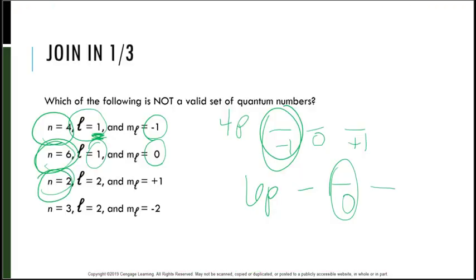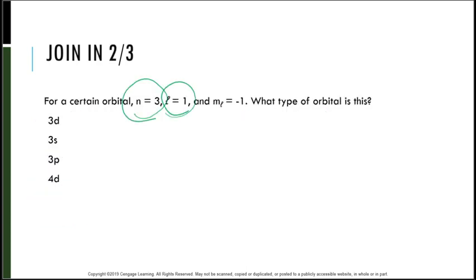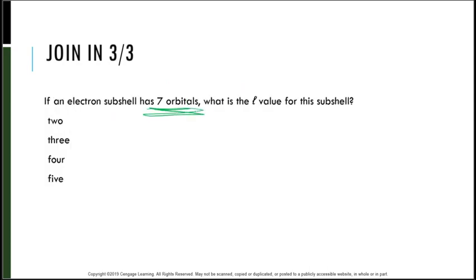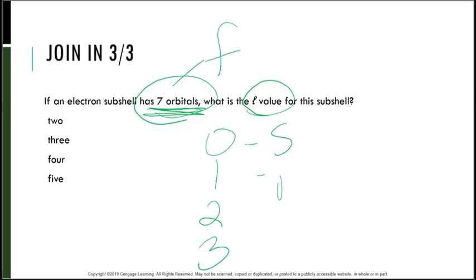What about in energy level 2? An L of 2 would mean that there would be d electrons. Does row 2 have d electrons? No, that is not possible. Row 2 can only have s and p, so a 0 or a 1 for L. Let's just make sure that this doesn't work. Row 3, can I have d? Yes, it can. For a certain orbital, 3p -1, what type of orbital is this? It's a 3p. If a subshell has 7 orbitals, what is the L value? 7 orbitals means that it's got to be an F, right? And so 0, 1, 2, 3 is S, P, D, F. It's got to have an L value of 3.